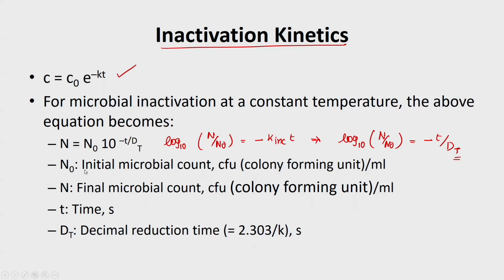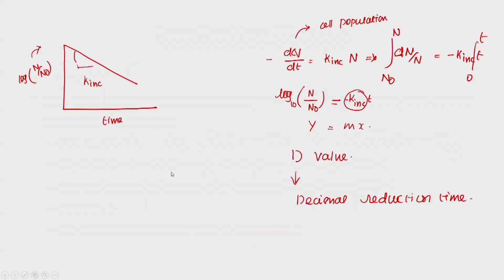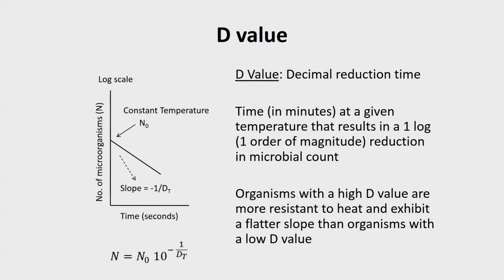So, this N naught is nothing but the initial microbial count, CFU, colony forming units per ml. N is nothing but the final microbial count. So, I should be telling at a particular time what my final microbial count is, and t is time, which may be in seconds or minutes. So, D_T is nothing but decimal reduction time, which is also in terms of seconds or minutes. If you represent this as minutes, this is also minutes, and it goes like that, right.